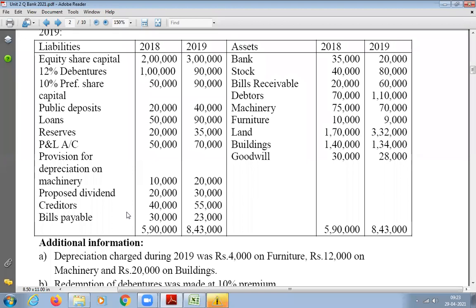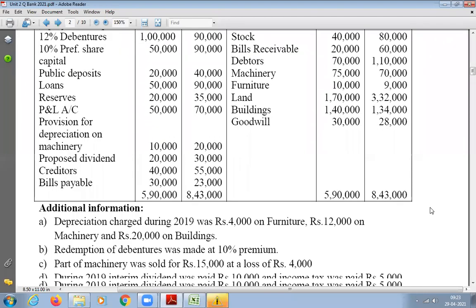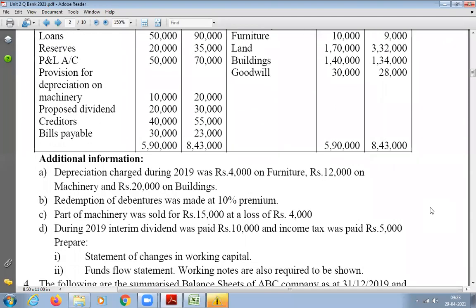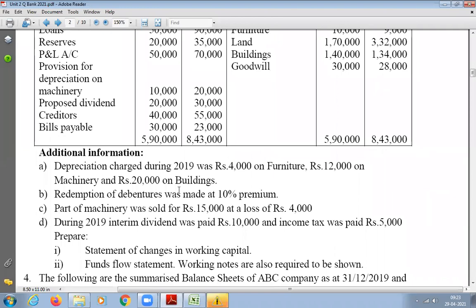Then creditors and bills payable we will not consider, as we already considered them in the statement of changes in working capital. So we have gone through the entire balance sheet. There is no need to prepare any of the ledgers. Even for adjustments there is no need, because depreciation is given. So where to take all this depreciation on furniture, machinery, building? In the adjusted P&L account. These are non-cash items, so we have to add it back.